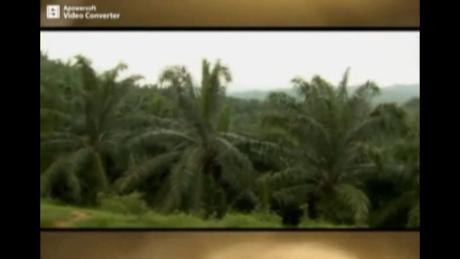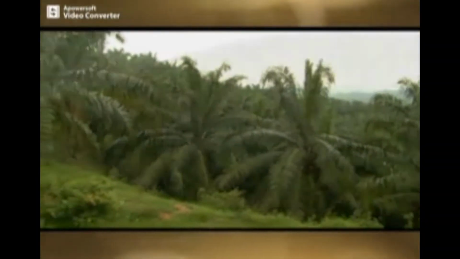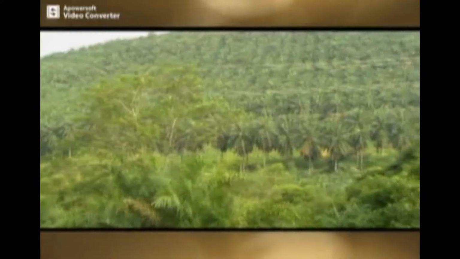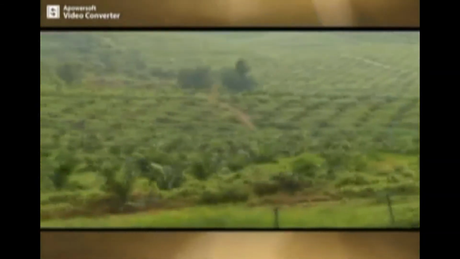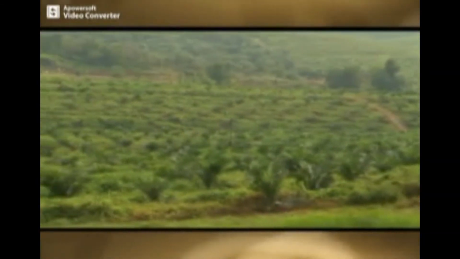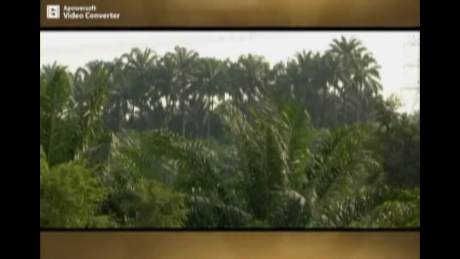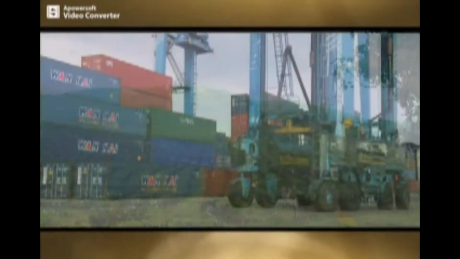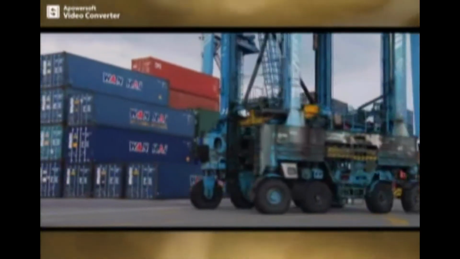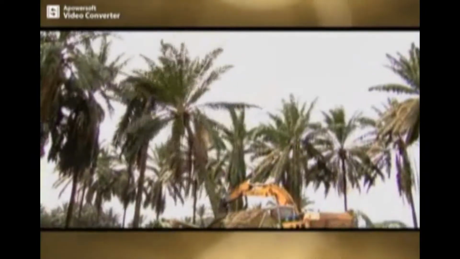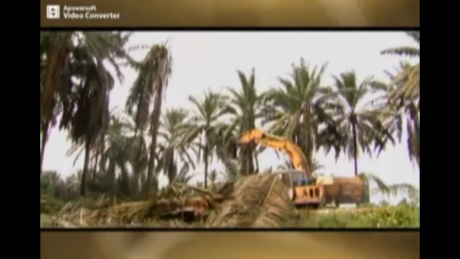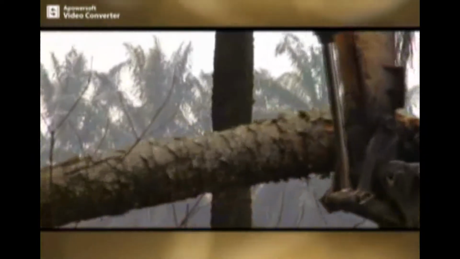Oil palm is an important plantation crop in Malaysia. Oil palm plantations cover about 5 million hectares of the country, which is about 15% of the total land area in Malaysia. Malaysia has been the largest exporter of palm oil in the world. The oil palm tree is harvested during replanting, based on a cycle of about 25 years.